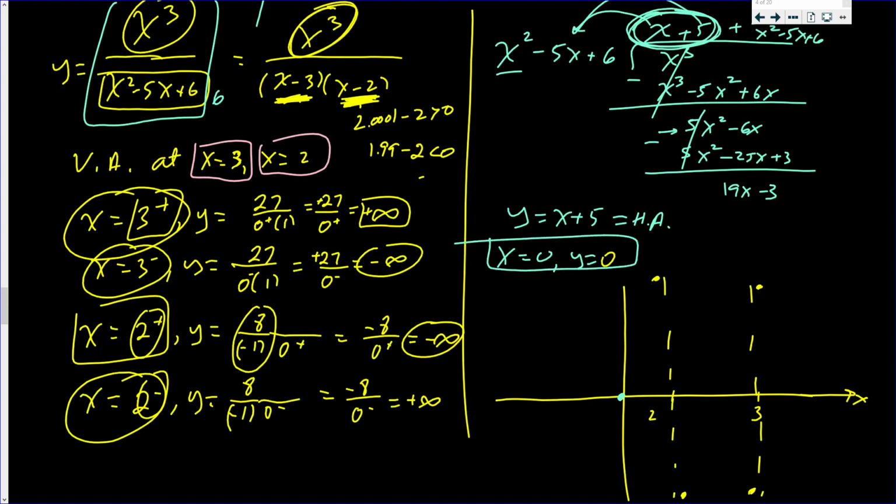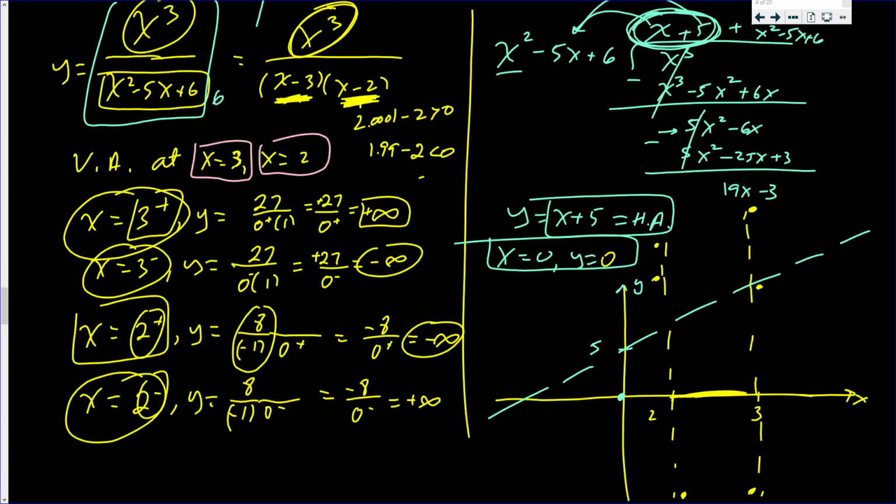0, 0. Now, the horizontal asymptote is y equals x plus 5. That means it intersects the y-axis at 5, and the slope is 1. It goes like this. I'm just going to draw these lines a little bit higher, put the dot in the same place. Alright. I like to do in between vertical asymptotes first.